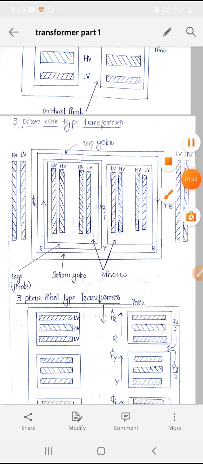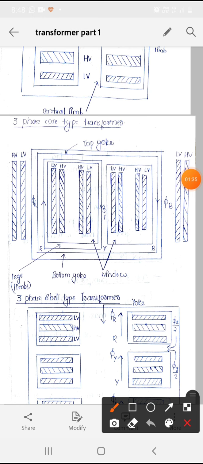For the three phase core type transformer, there are two windows. One is this and one is this. There are two windows for three phase core type transformers. So you all have to know this clearly. For single phase transformer, there is only one window, and for three phase transformer, there are two windows. And this is the primary winding section, and these are the secondary winding sections. This is the bottom yoke, and this is the leg, and this is the top yoke.